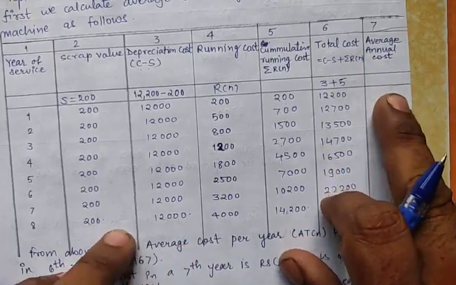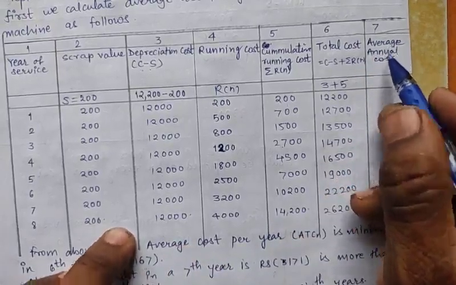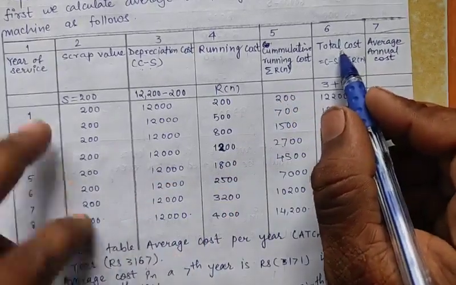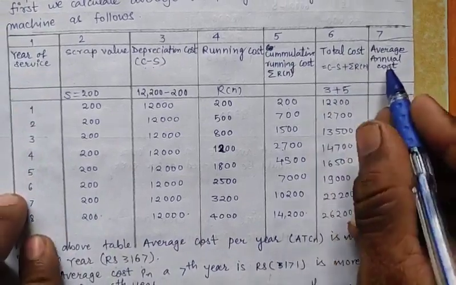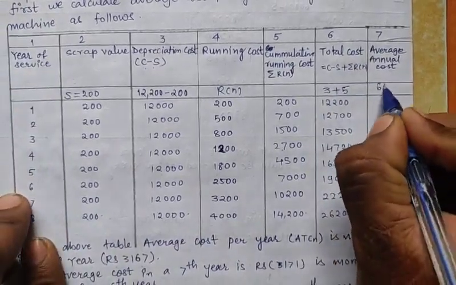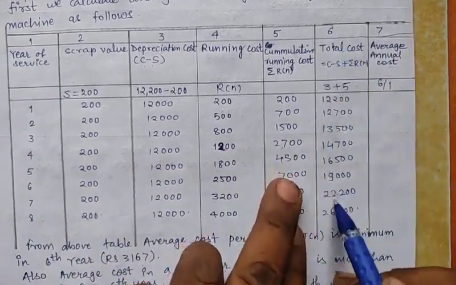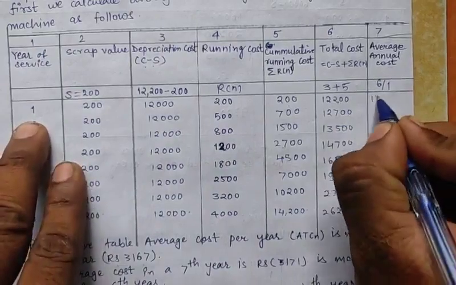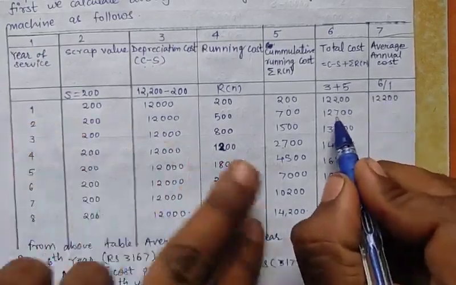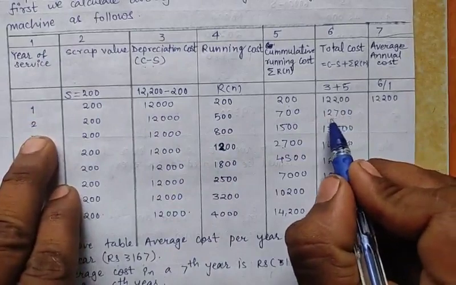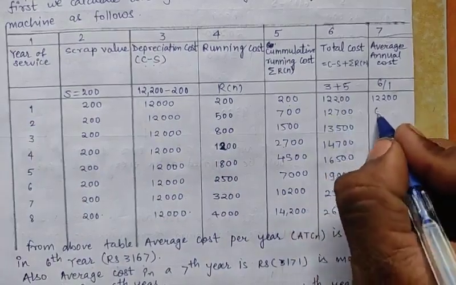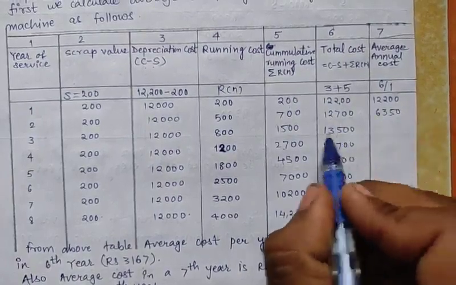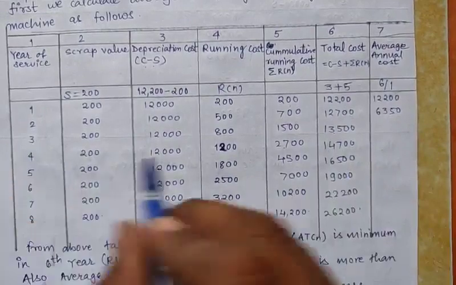Now next calculate average annual cost. Now how to calculate this? We have the formula. Divide total cost by the number of years, we will get average annual cost. Now divide column 6 by column 1. So this is column 6 and this is column 1. So divide this value by this, so we get 12,200. Now divide this value by number of years, we will get 6,000. So divide it by 2, we get 6,350.